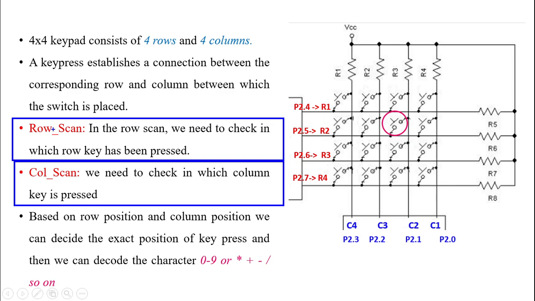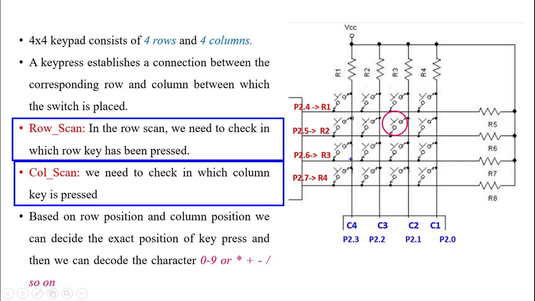One is a row scan and one is a column scan. In the row scan, we need to check in which row the key has been pressed. So first of all, we have to check in which row the key is pressed. That is the first thing, that is called a row scan. And then we have something called a column scan. Same thing. In the column scan, we have to check in which column the key is pressed.